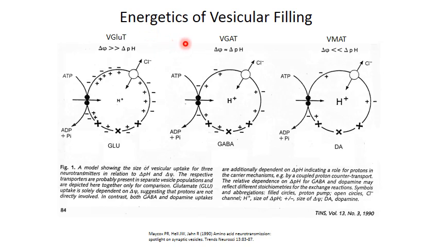The glutamate, or not the glutamate, excuse me, the GABA transporter, on the other hand, utilizes both delta psi and delta pH approximately evenly, and depends on both of those driving forces in order to move GABA up a concentration gradient and into the vesicle.